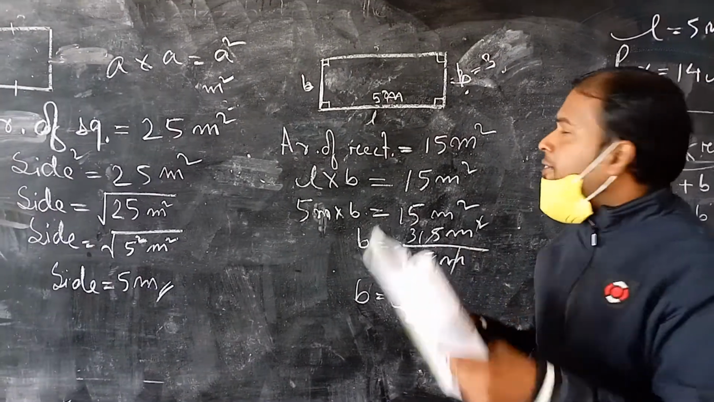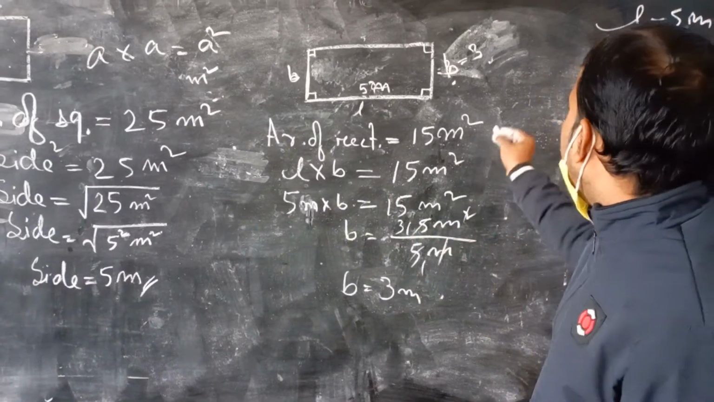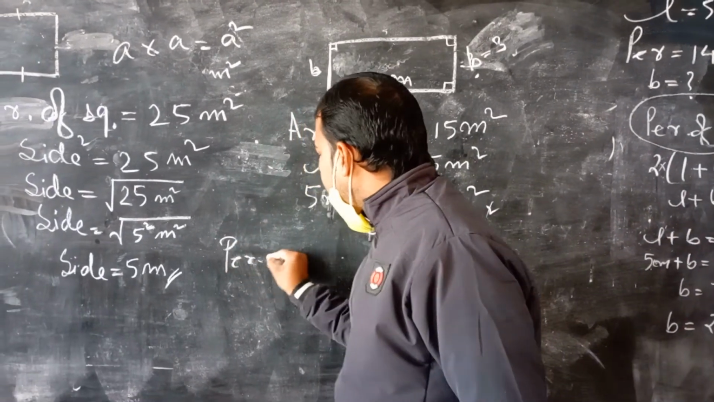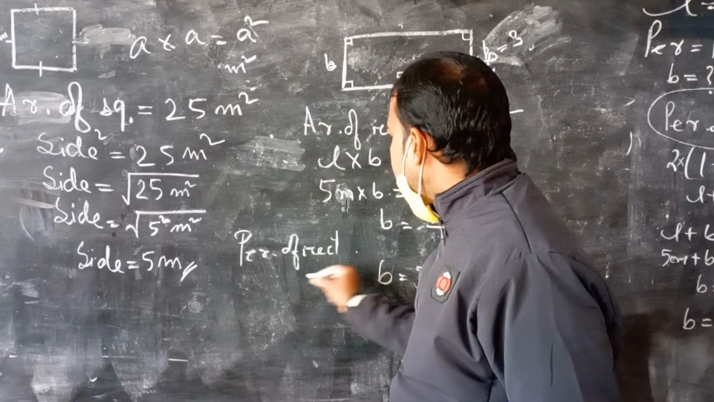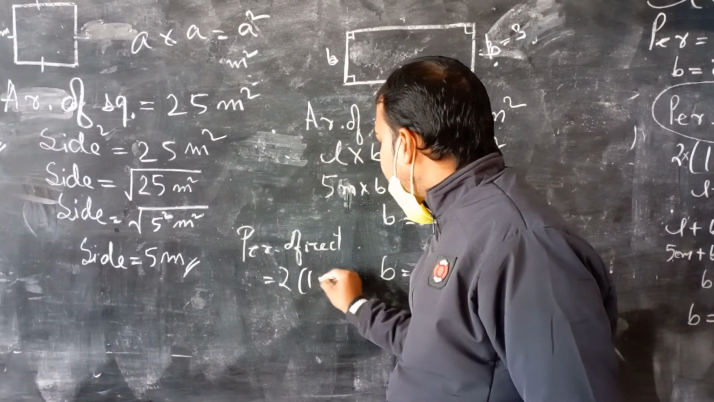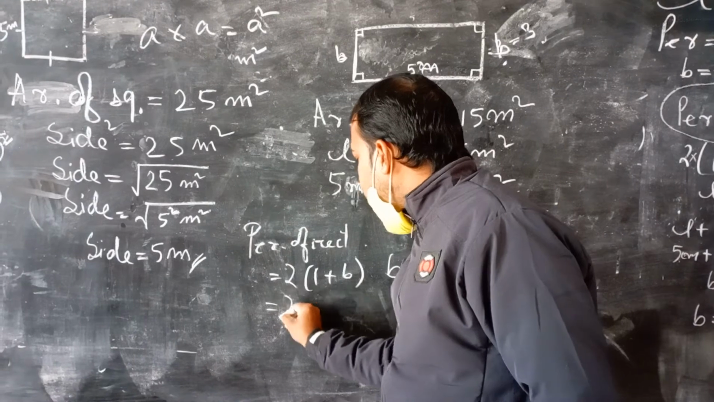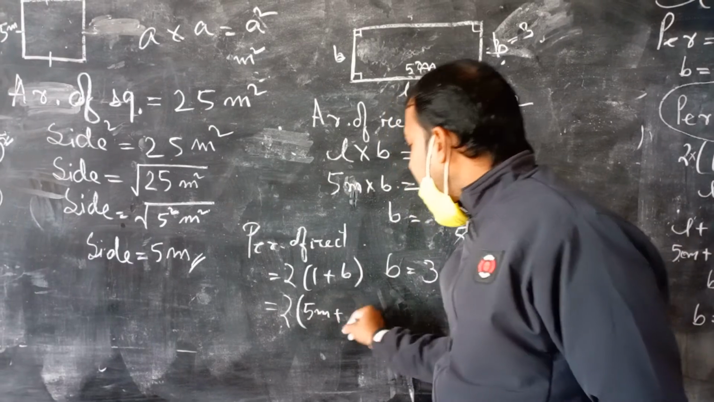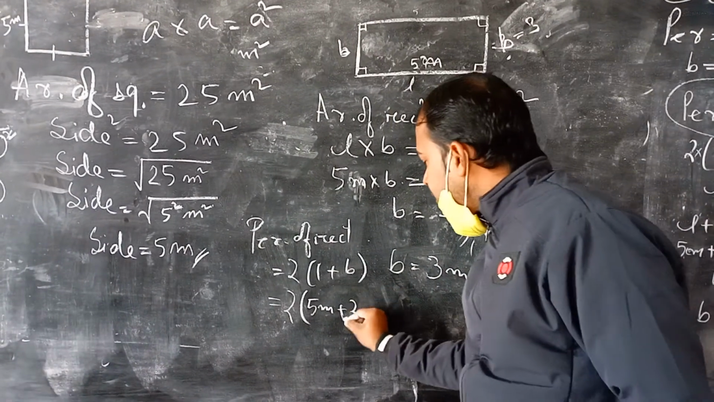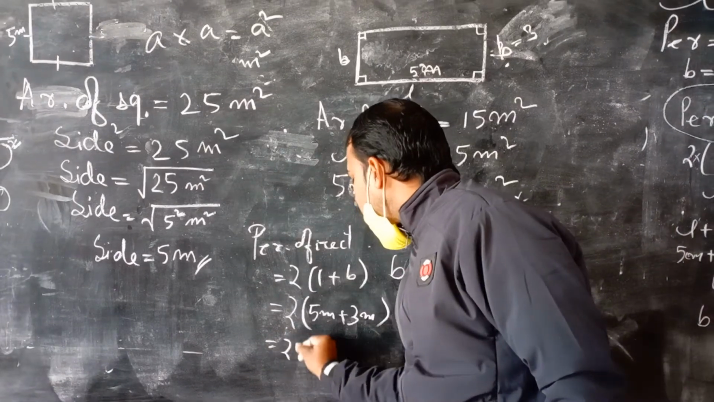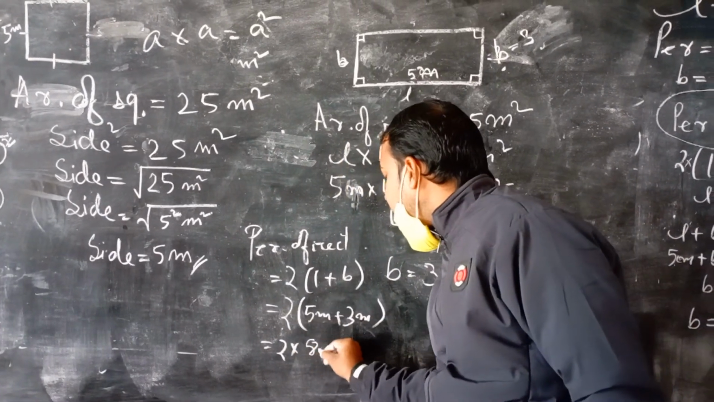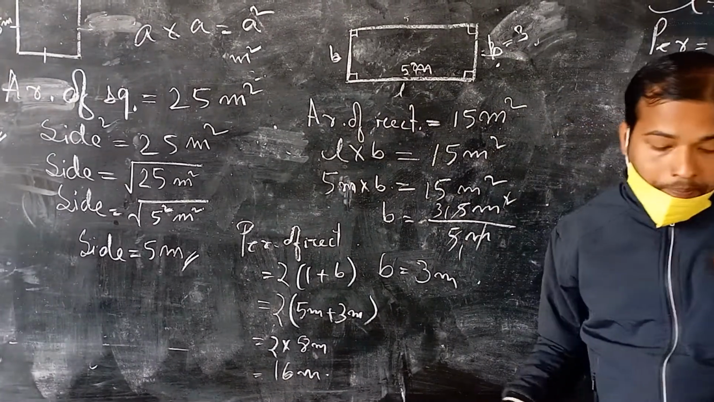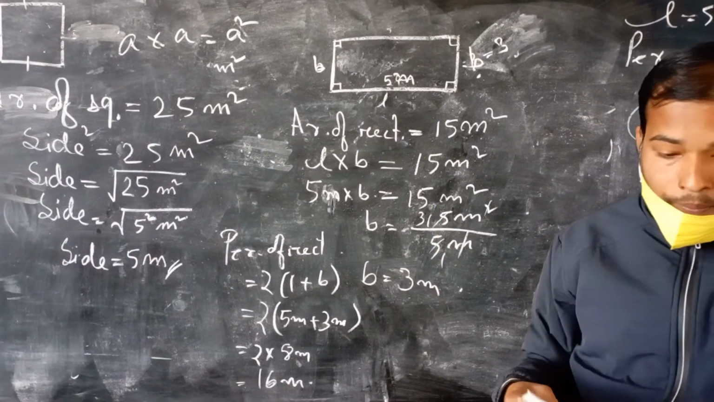Then after that you have to find perimeter. Again we know perimeter of rectangle, then you have to write like this way. Perimeter of rectangle is equal 2 into L plus B. In place of L we are getting 5 meter, plus in place of breadth we are getting 3 meter. Then is equal 2 into 5 plus 3 is equal 2 into 8 meter is equal 16 meter. Okay, like this way you have to do.